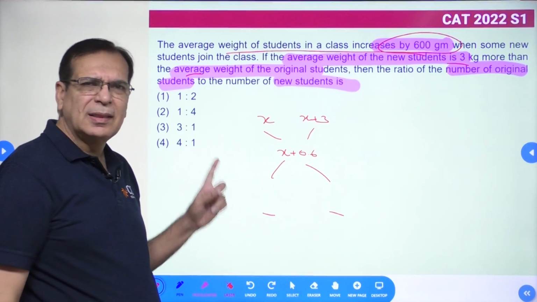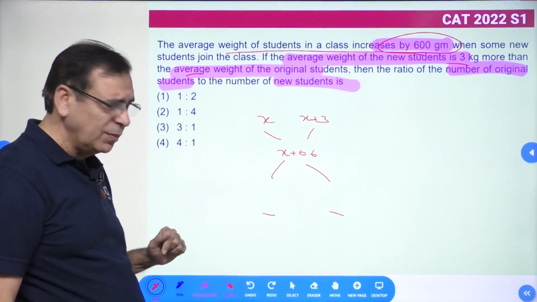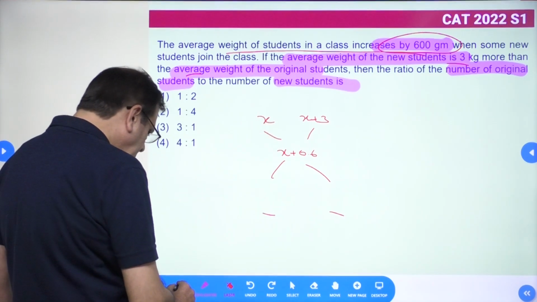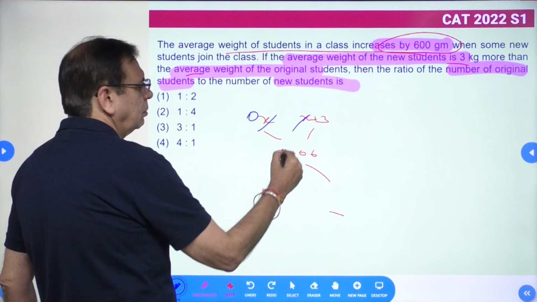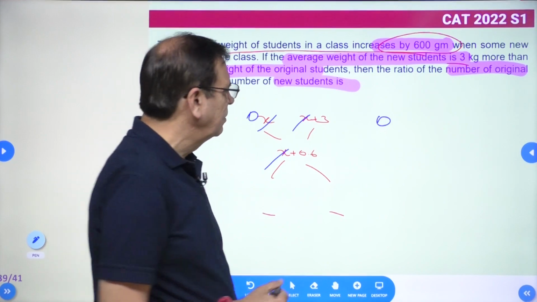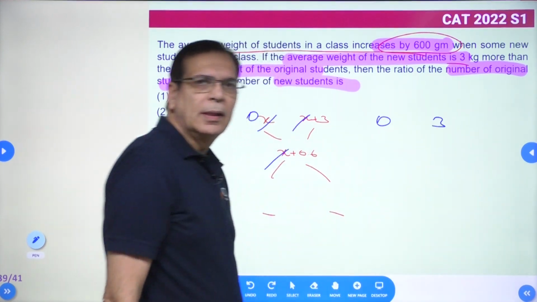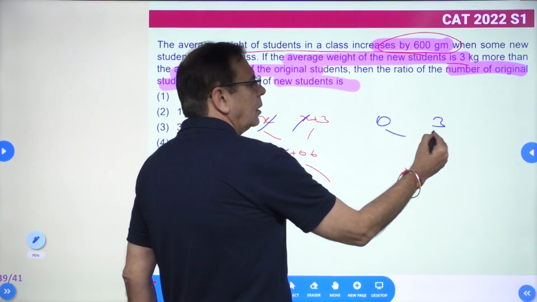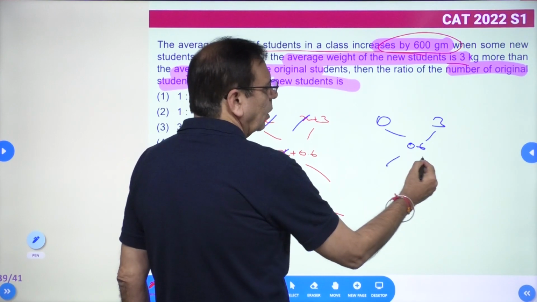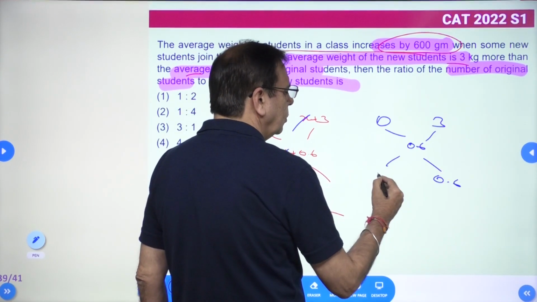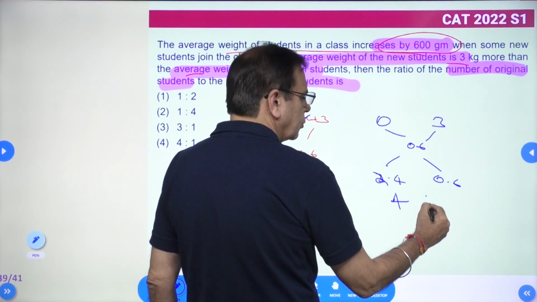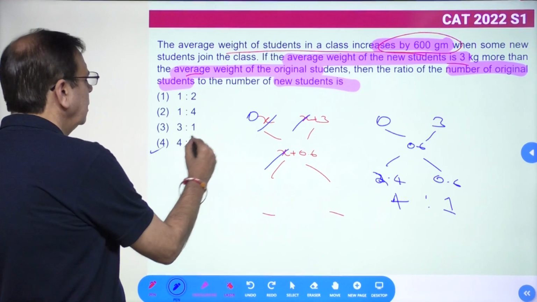बिल्कुल सही है लेकिन गलत तरीका है। गलत क्यों? From a calculation perspective, यार x क्यों लिया? Why did you take x? Why could you not say I will take it to be 0? Which means I could say let the original weight of the class be 0 kgs. The weight of the new students who are joining the class becomes 3 kgs. Average becomes 0.6 because x तो 0 लिया है मैंने. That means what does this become? 0.6 is to 2.4. What is this? 4 is to 1. So answer should be this one.